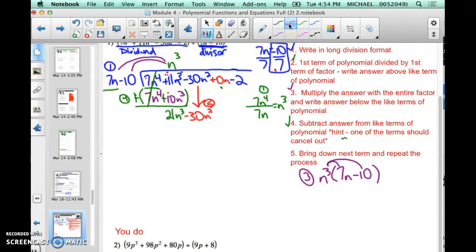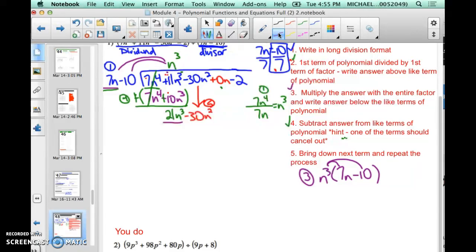Now I'm going to repeat the entire process, starting back at step 2. Step 1 is already done. I'll do it again. Step 2. So I'm going to use green again. I'm sorry, not green, purple. Step 2 states the first term of our new polynomial, right here, divided by the first term of the factor. That's the math we're doing. And then I write the answer above the division box, above the like term that exists.